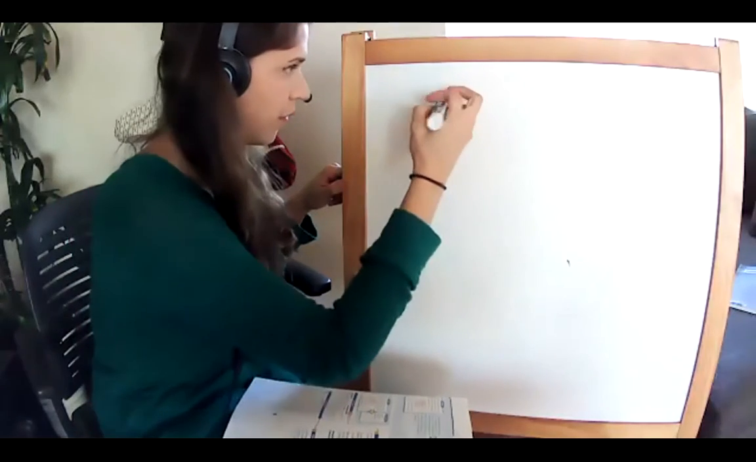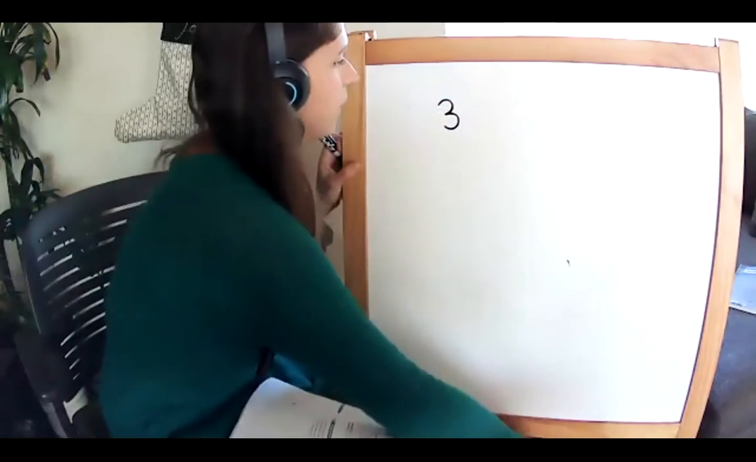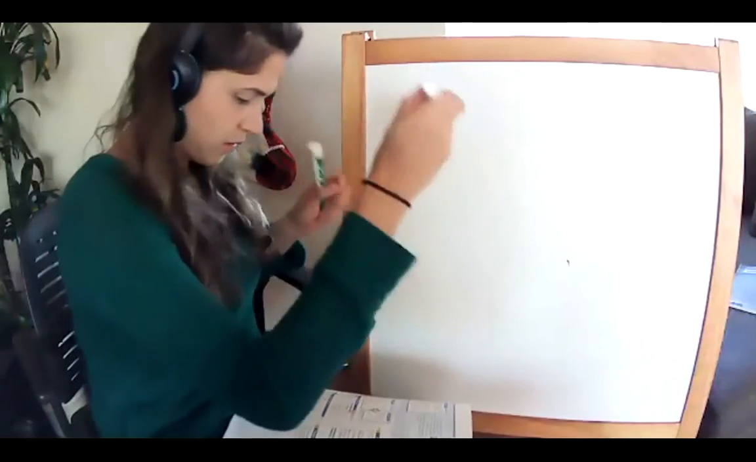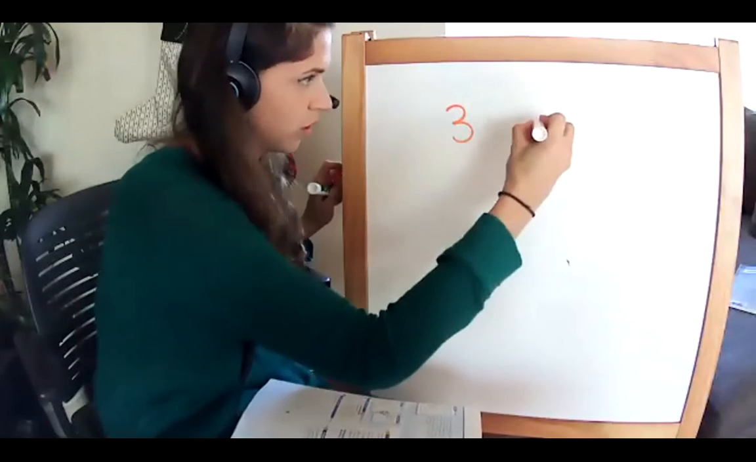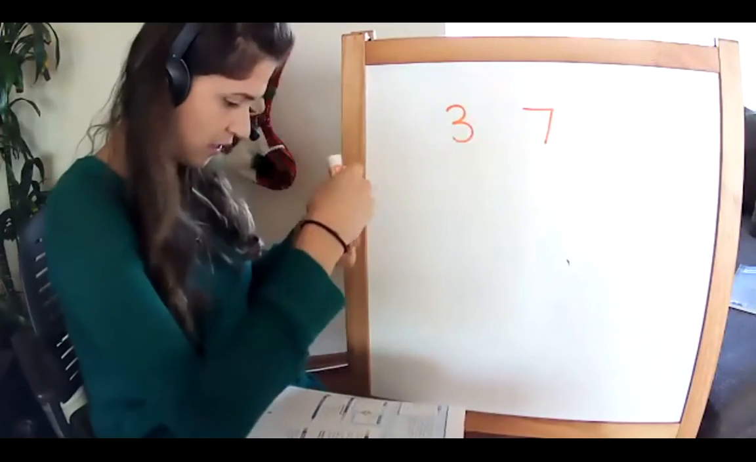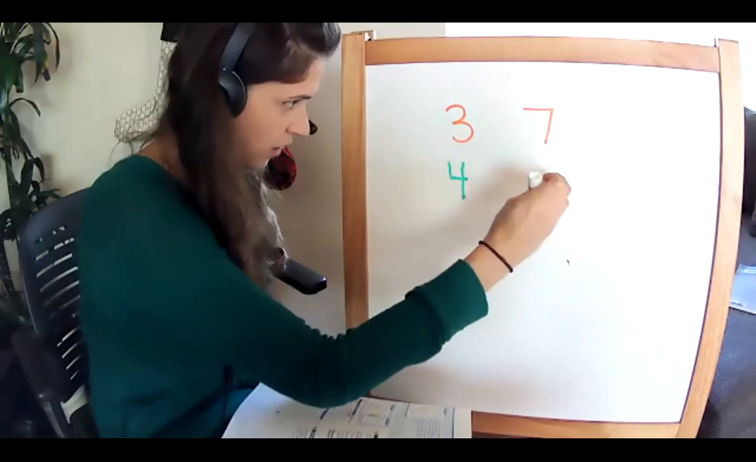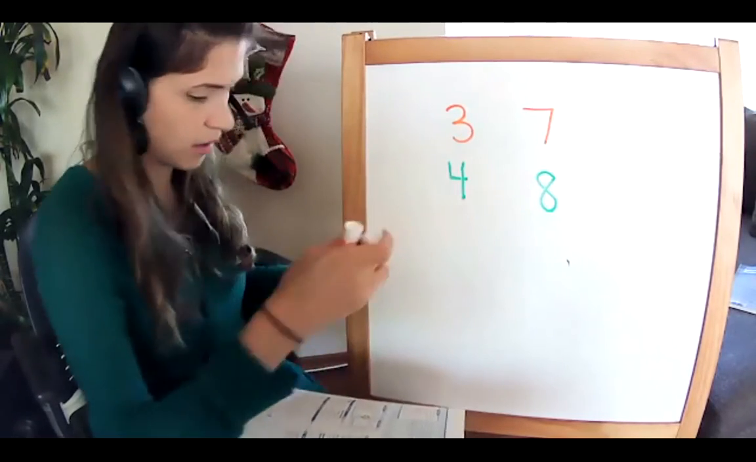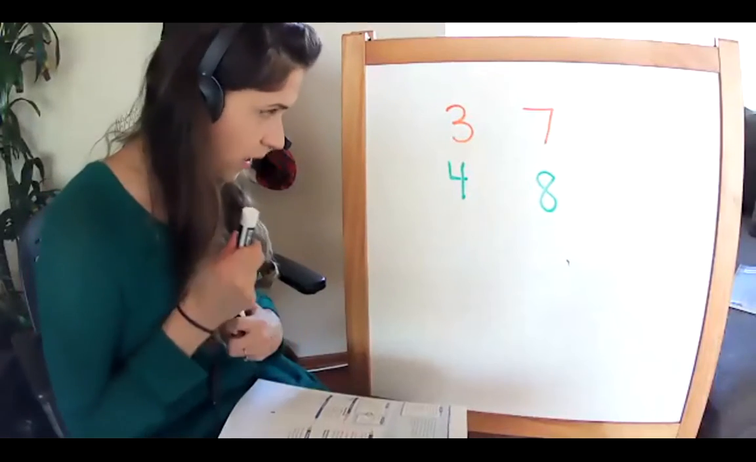We'll try number 1, 3/4. And you know what? I keep forgetting that I want a color code for you guys. I'm going to write my numerators in orange and my denominators in green today. And as long as you have 2 separate colors for numerator and denominator, I don't care which colors you use. And we're multiplying.